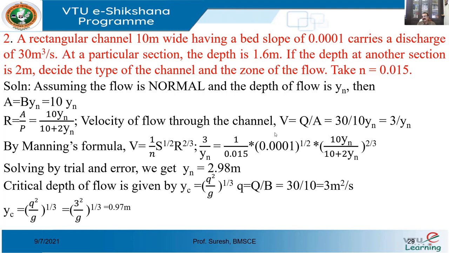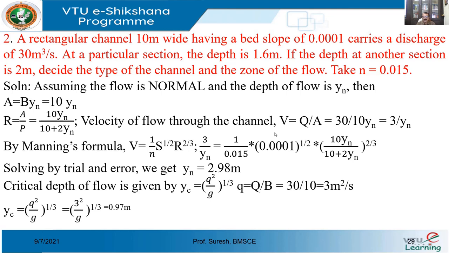Now consider Manning's formula. What is Manning's formula? V is equal to 1 over n, S to the power of half, R to the power of 2 thirds. Right now, I am talking about section 1-1. Therefore, what is the value of V? V is equal to 3 divided by Yn, which we determined just now. In place of V, you substitute this 3 by Yn.